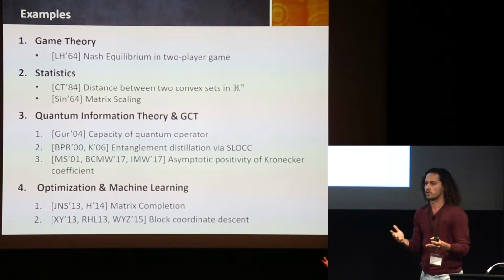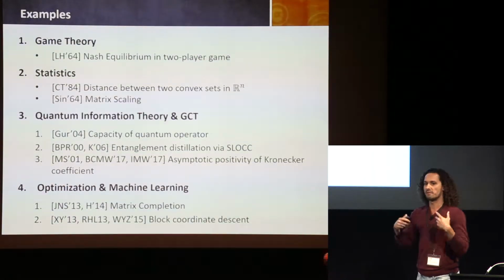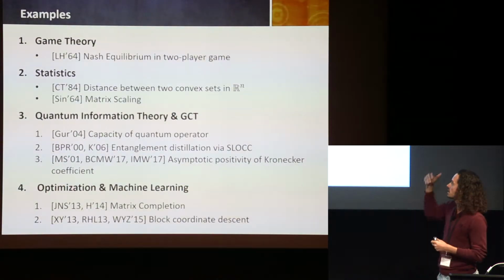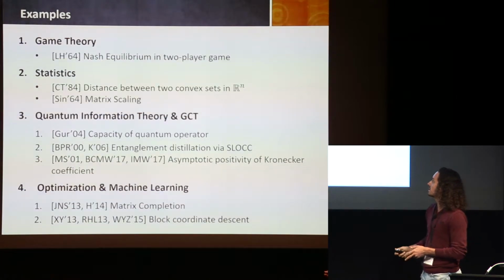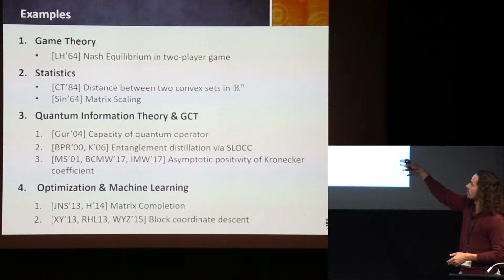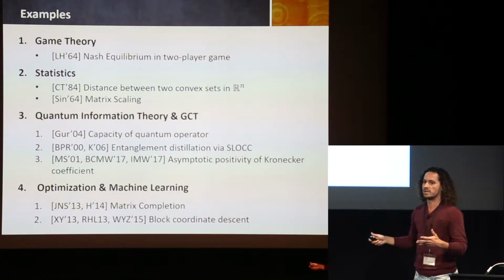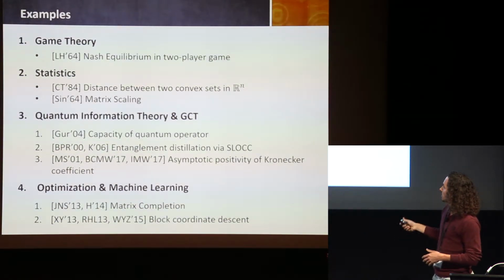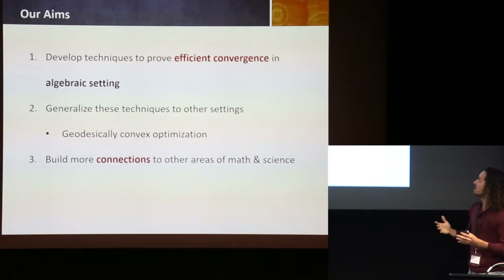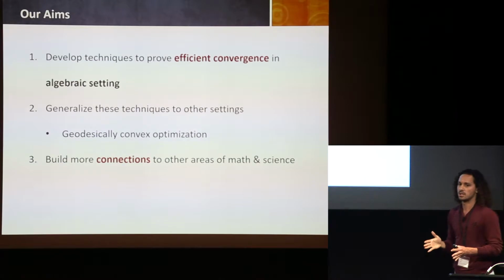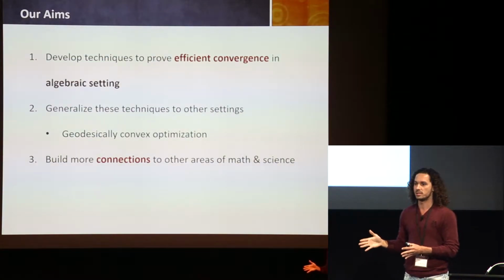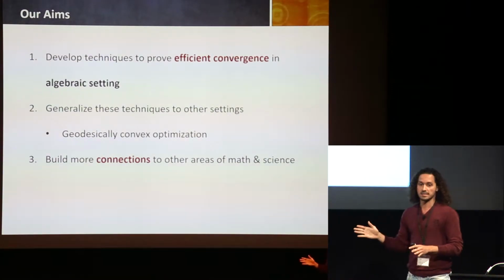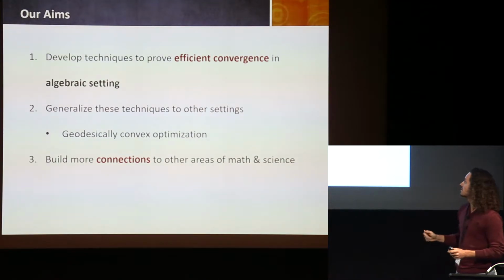They could only prove convergence of this method, but they could not prove efficient convergence. And efficient convergence was only proved very recently. And 3 and 4, we are very interested in proving efficient convergence. Okay? So our aim here is to develop techniques to prove efficient convergence of alternating minimization procedures in the algebraic setting, which I'll explain in the next slides.